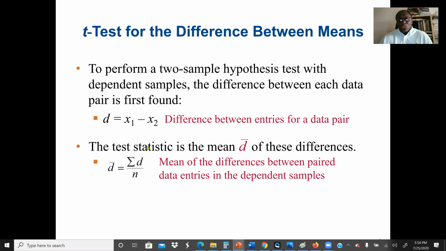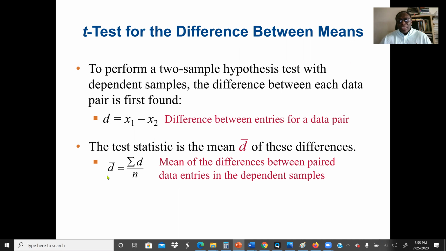So to find the difference between the entries for a data pair, we get D equal to S1 minus S2. Then the next step, we find the test statistic, which is the mean D, or the D mean of the differences. So remember, if we have 10 values, the two samples must have the same size. So if the size of sample 1 is 10, the size of sample 2 must be 10 also. Now we find the difference of each pair of values. So we're going to get D1 up to D10.